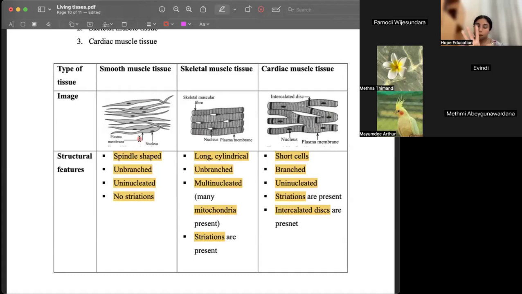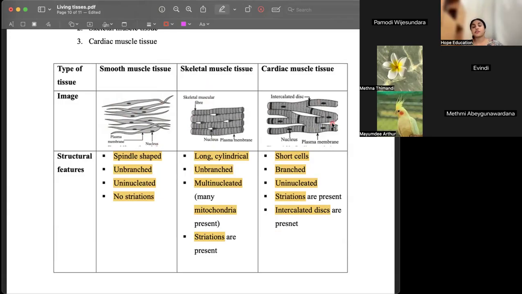Basic structure, appearance-wise: first, you can see that smooth muscle has a spindle shape, skeletal has long cylinders, and cardiac has short cells. Then branched or unbranched: skeletal is unbranched, smooth is unbranched, but cardiac is branched.